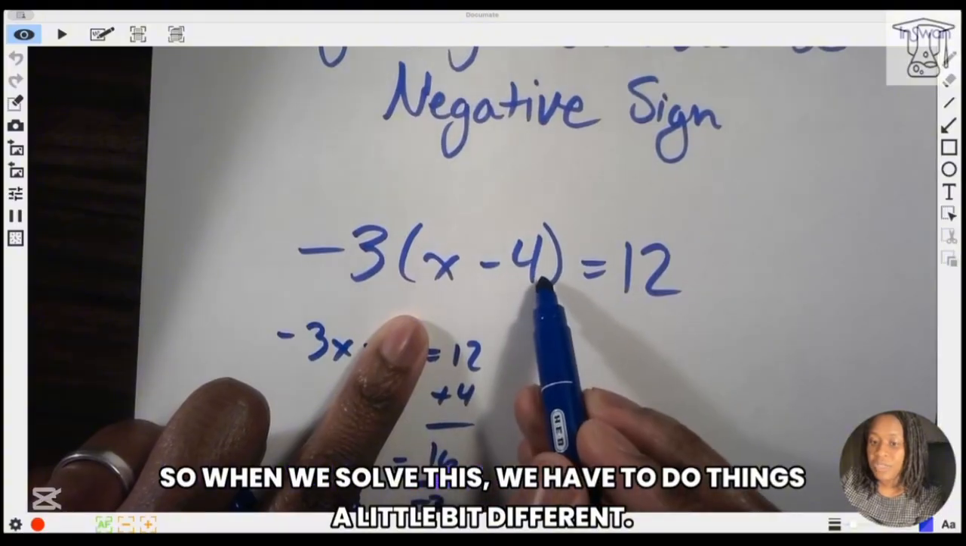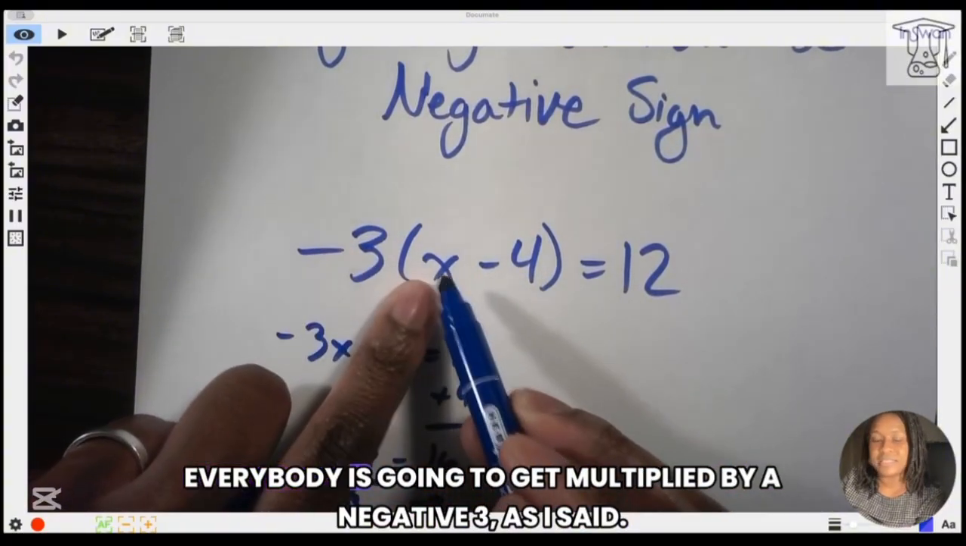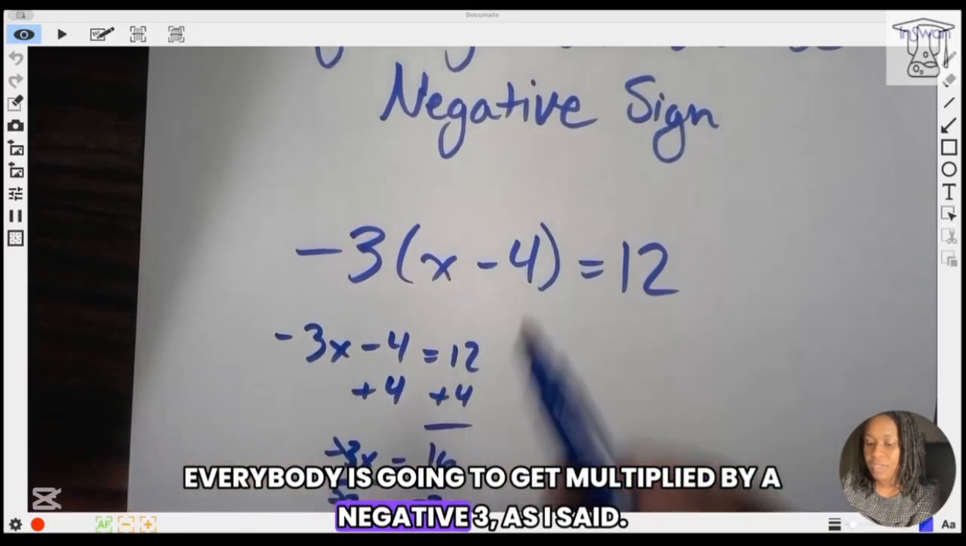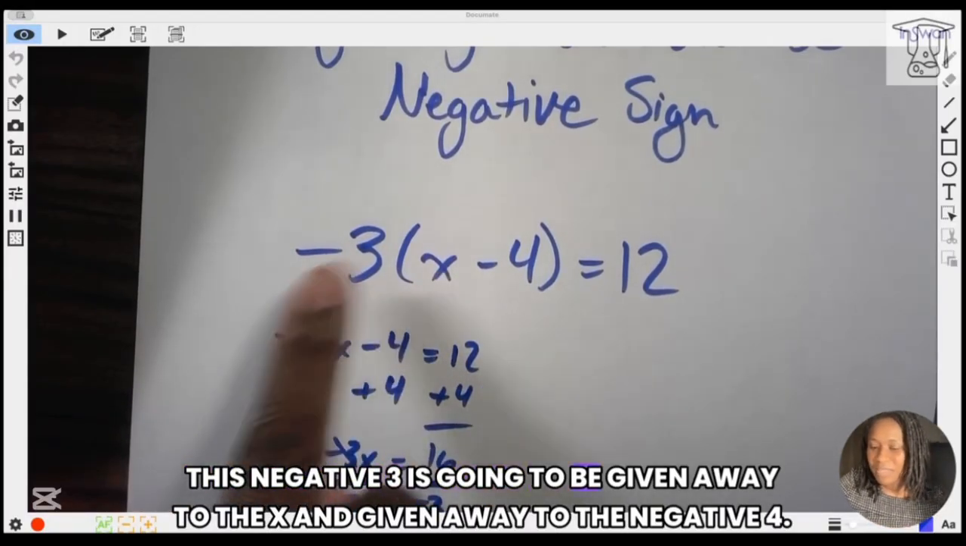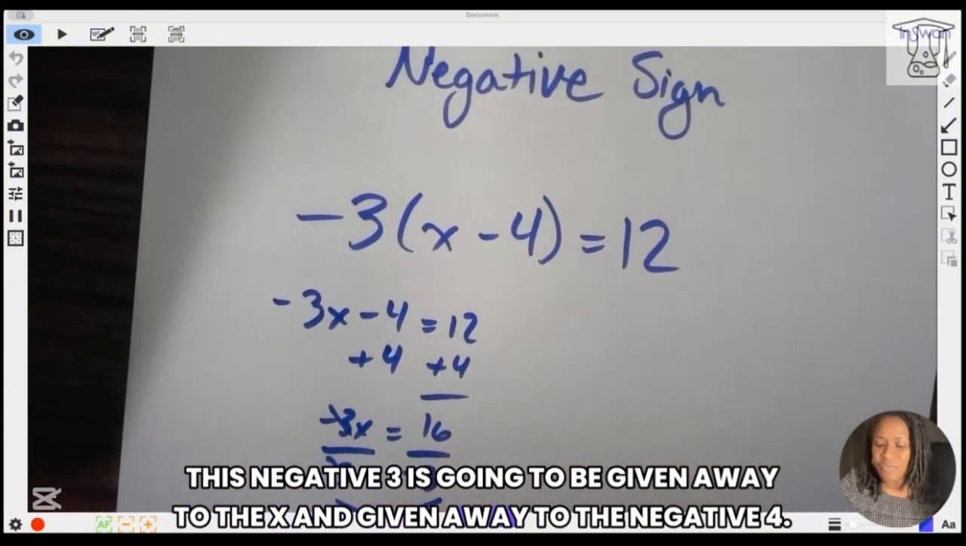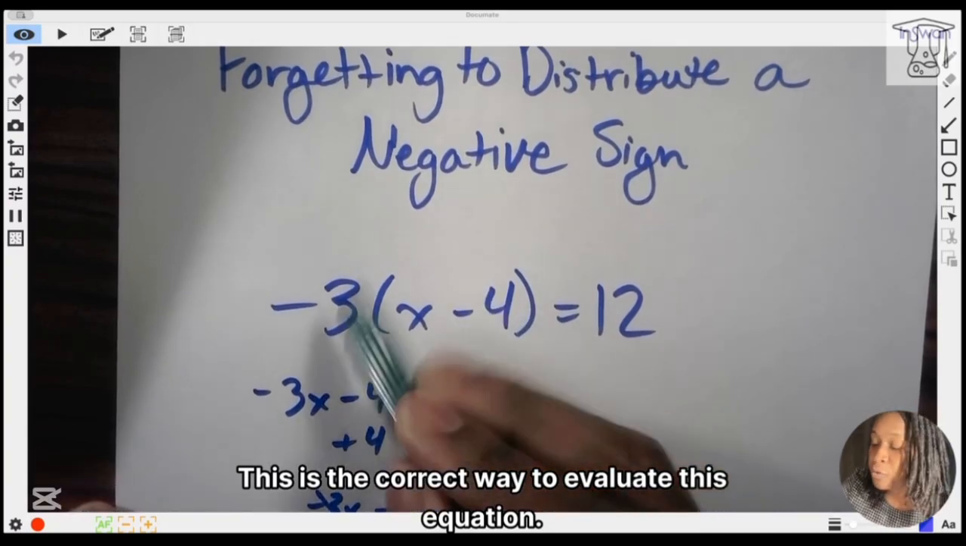So when we solve this, we have to do some things a little bit differently. Everybody is going to get multiplied by a -3, as I said. It's almost like a giveaway: this -3 is going to be given away to the x and given away to the -4. So this is the correct way to evaluate this equation.